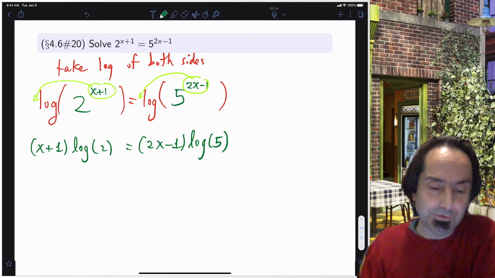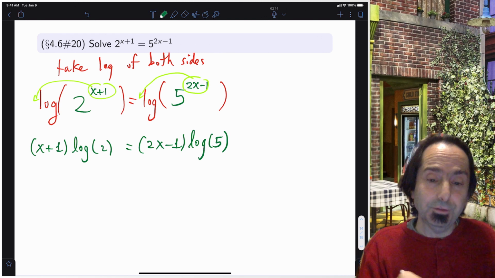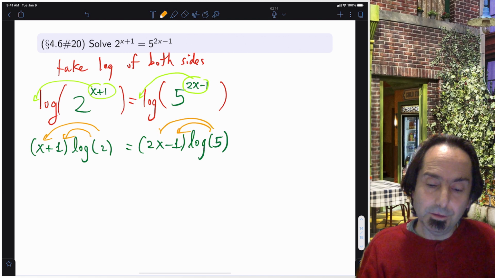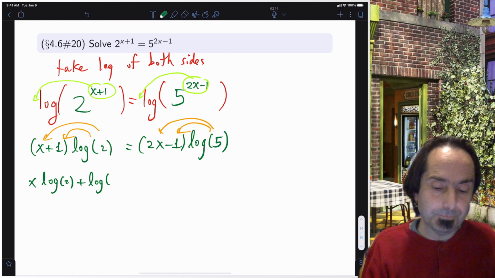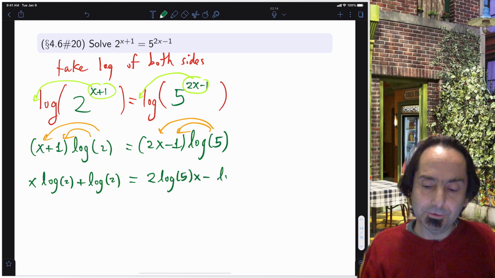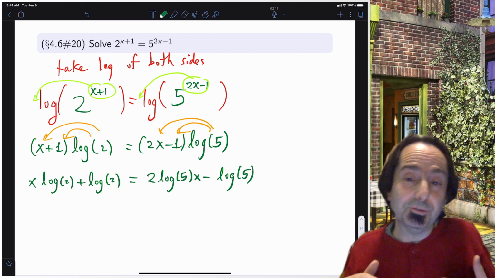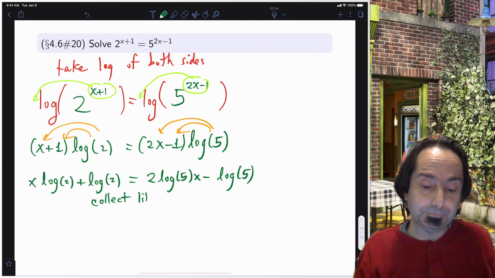This still looks kind of scary, but remember that log of 2 and log of 5, they're just numbers. So I'm going to distribute those factors, and I'm going to get x times log of 2 plus 1 times log of 2, and times log 5, that's 2 log 5 times x minus log of 5. And this takes us back to the beginning of solving equations, and that's really just collect like terms.